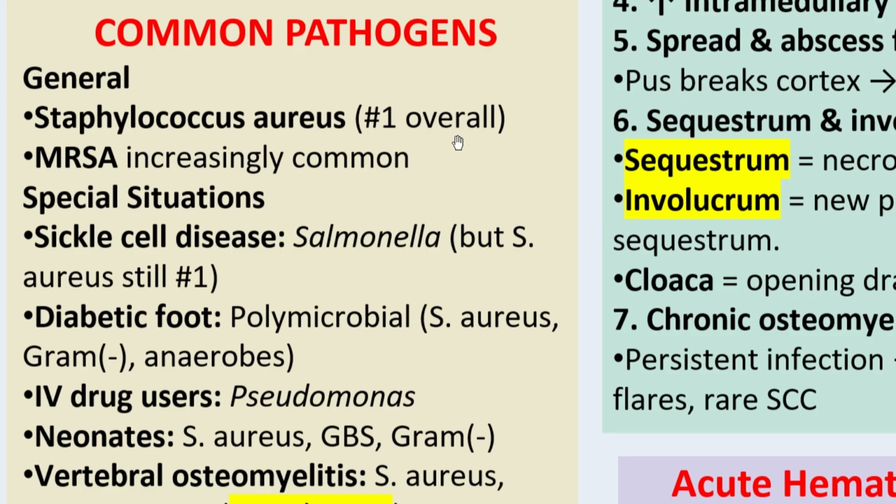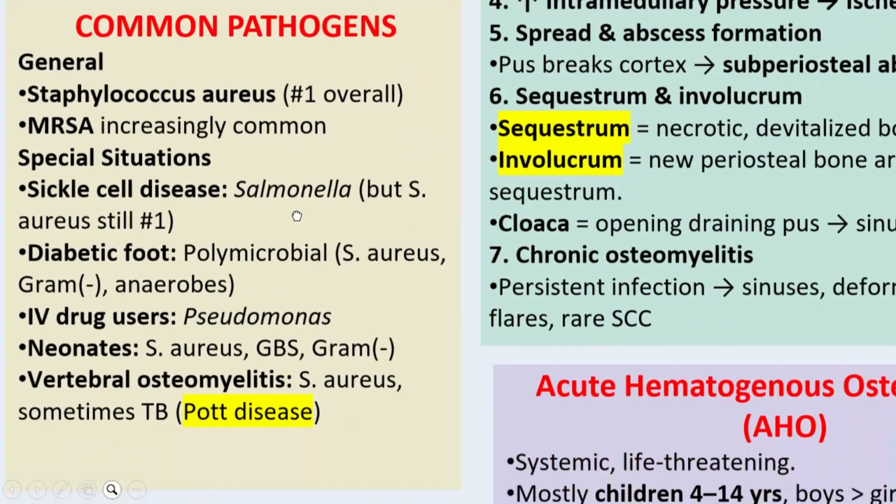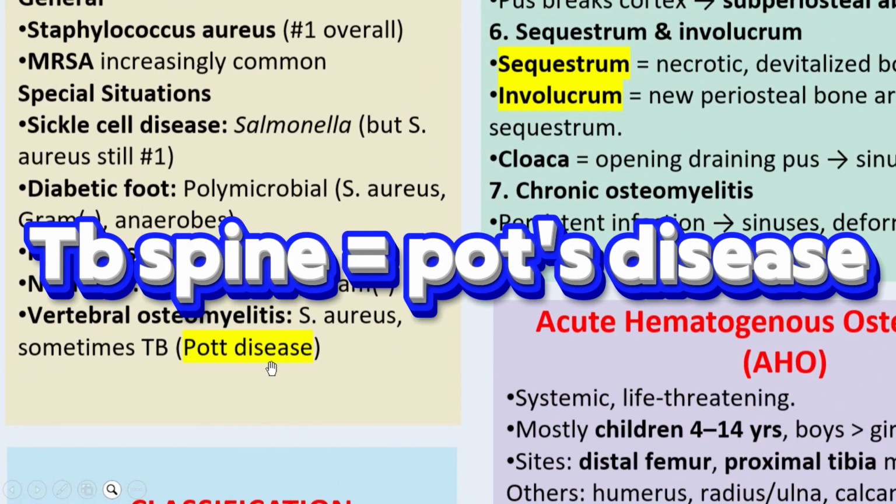Then we have diabetic foot. Most of the time it's polymicrobial. In IV drug users, Pseudomonas is common. In neonates, it's Staph aureus and group B Streptococcus, which they can obtain as they pass through the birth canal, and then other gram-negatives. And then we have vertebral osteomyelitis, which is also caused by Staph aureus. But sometimes we have TB of the spine, and we call that Pott's disease.